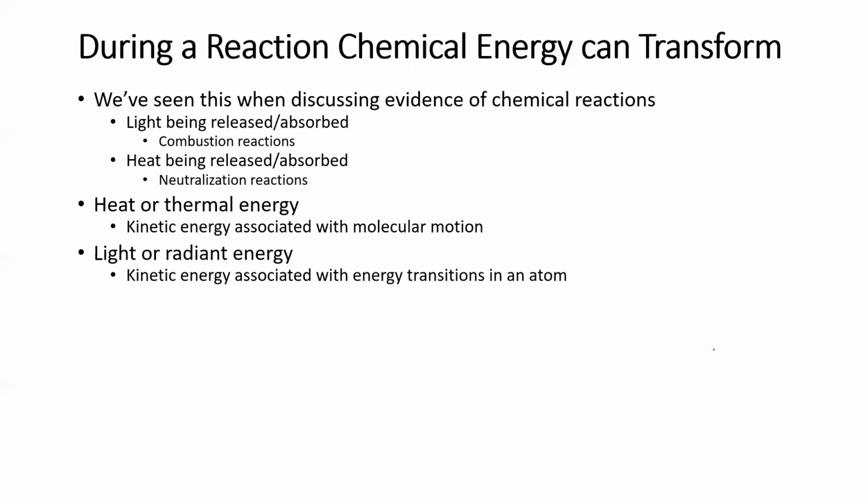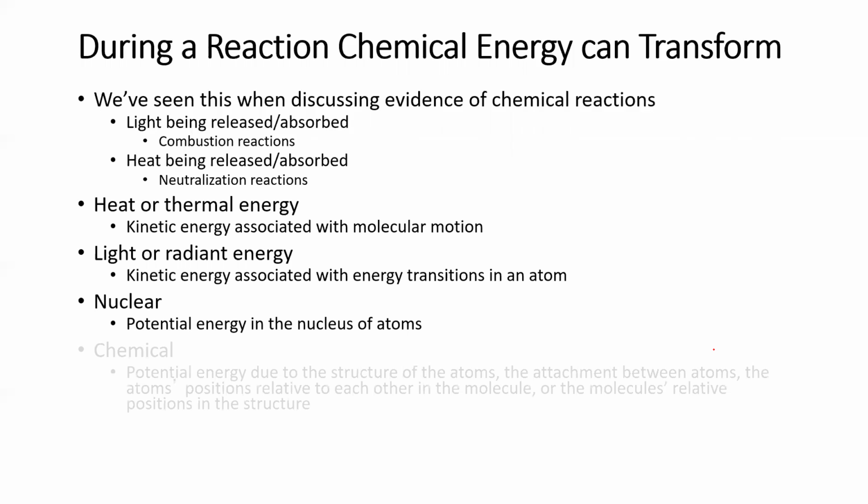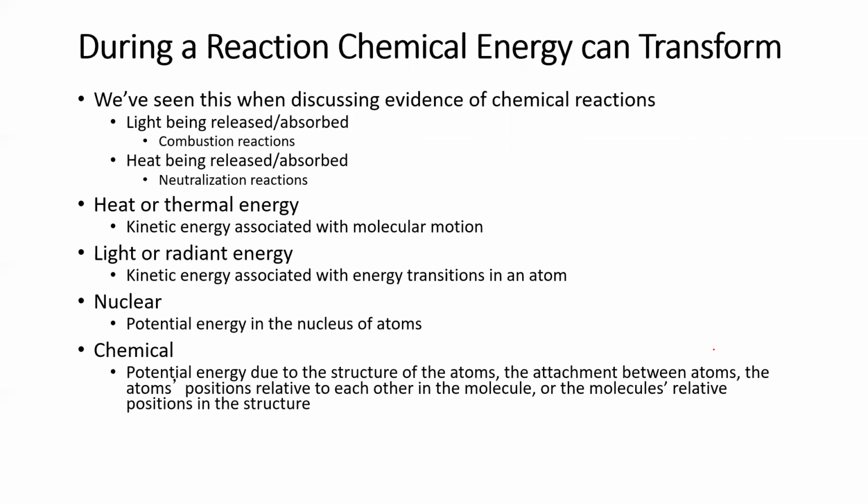Light is kind of a movement or transition of electrons from one energy level to another. We'll be learning that in the quantum mechanics chapter following this chapter on thermodynamics. Nuclear energy, well, that's potential energy found in the nucleus of atoms. And chemical energy, again, energy that's stored in the bonds of molecules and based on their positions.